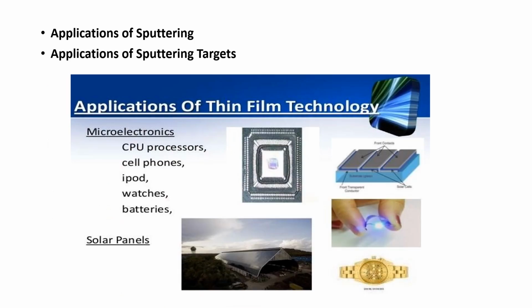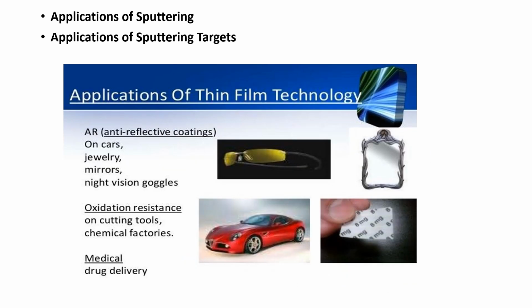Applications of thin film technology: microelectronics, CPU processors, cell phones, iPods, watches, batteries, solar panels, anti-reflective coatings on cars, jewelry, mirrors, night vision goggles, oxidation resistance on cutting tools, chemical factories, drug delivery. All these techniques use sputtering as a major deposition technique to protect from the environment, to coat, and for decorative purposes.